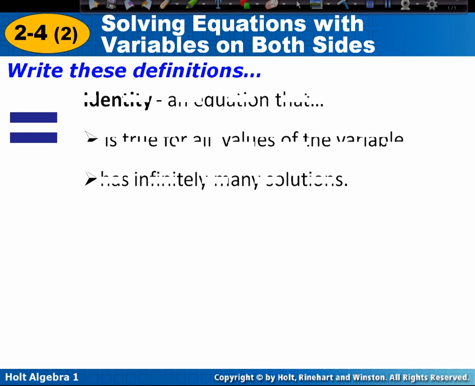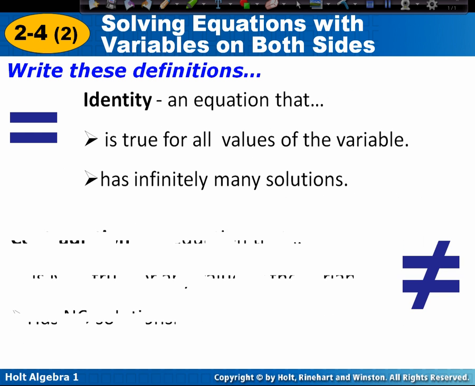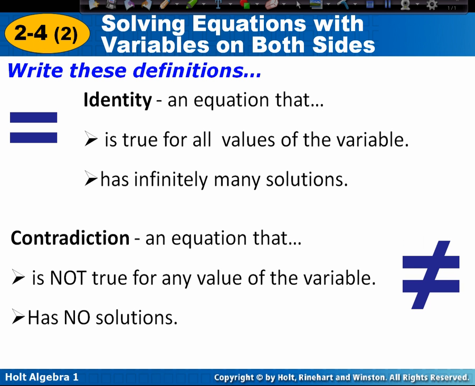You need to go ahead and write these definitions. The first one is an identity, and that's an equation that is true for all values of the variable and has infinitely many solutions. So no matter what number you pick, it's going to be a solution. The next one is contradiction. It's an equation that is not true for any value of the variable and has no solution. So no matter what number you pick, it's not going to be a solution. Pause the video and make sure that you get these down before you continue on.